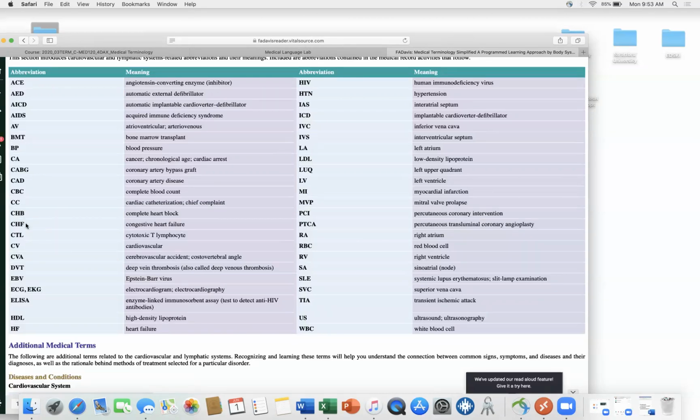CHB, complete heart block, and not used so much. CHF, congestive heart failure. That's used a lot. Now, remember, your heart and your lungs are cousins. They work together. So if there's a problem with your lungs, you're going to have a problem with the right side of your heart. And that's called right-sided heart failure, or CHF, congestive heart failure. So when they say, oh, my patient has CHF, that means they have a problem with their heart, particularly the right side.